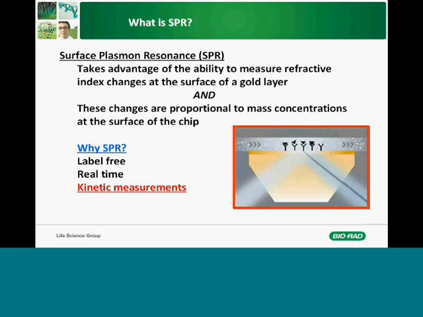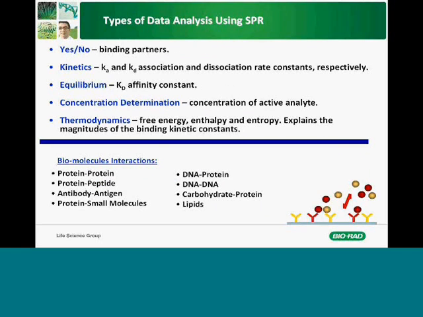What are the types of data analysis that you could do with SPR? The first, very basic one is yes-no binding, of course. You have two binding partners, two molecules, and you ask yourself, do they bind or not? So you can easily detect if they bind to each other.